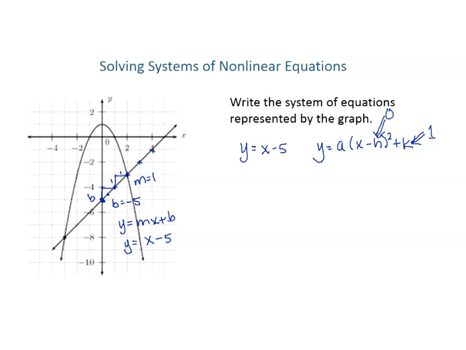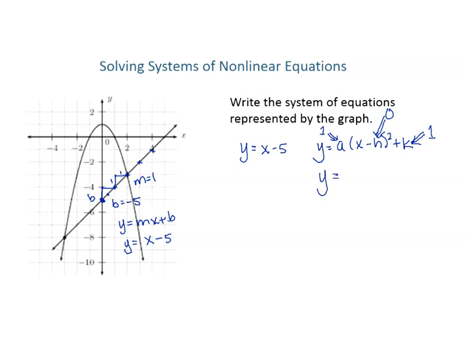And now let's look at A. If I start at the vertex, I go over 1 down 1, and I'm on the parabola. Over 1 down 3, and I'm on the parabola. Over 1 down 5, and I'm on the parabola. And that's the basic shape of the parent graph: over 1 down 1, over 1 down 3, over 1 down 5. So A is going to be 1. There's no scaling going on here.